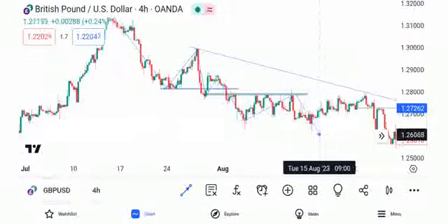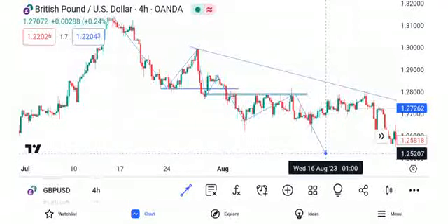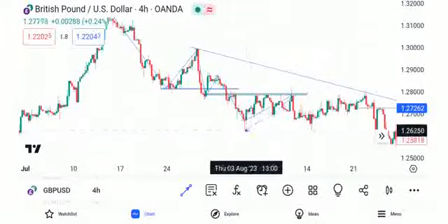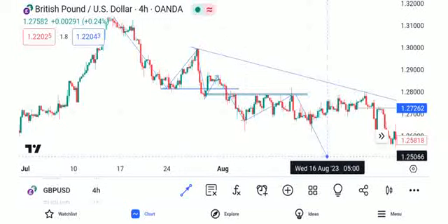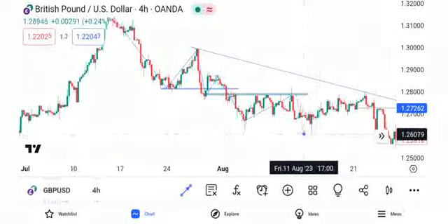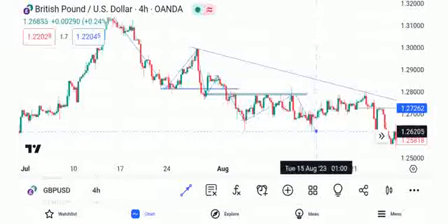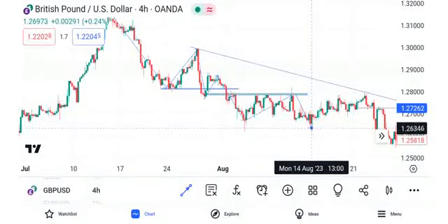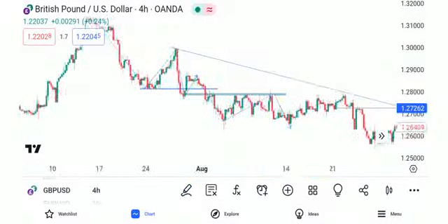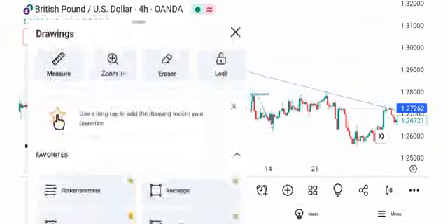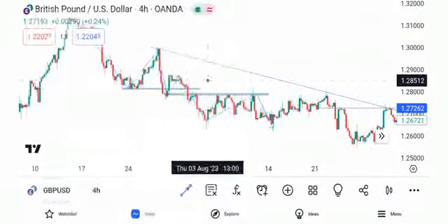Then expecting the market to break this lower low here. Expecting the market to break this lower low here, but the market didn't break it. Because this is what I'm talking about, the market didn't break this lower low here. Instead, what did it do? It comes back to this lower low here, then traces back up.